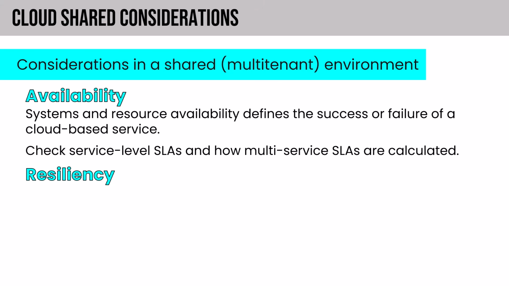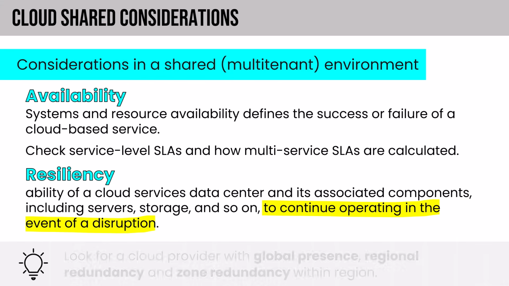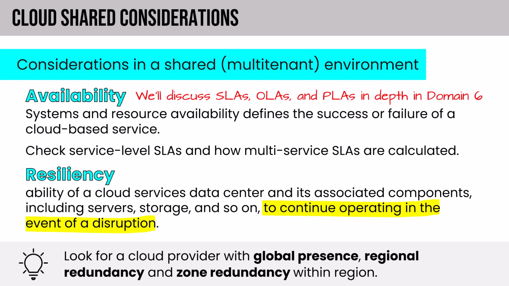And then resiliency, so the ability of a cloud service data center and its associated components, including your servers, storage, and so on, to continue operating in the event of a disruption. And you want to look for a cloud provider with global presence, regional redundancy, and then zone redundancy within that region. When it comes to availability, we'll talk about SLAs, OLAs, and PLAs in depth in Domain 6. So that's service level agreements, operating level agreements, and privacy level agreements.